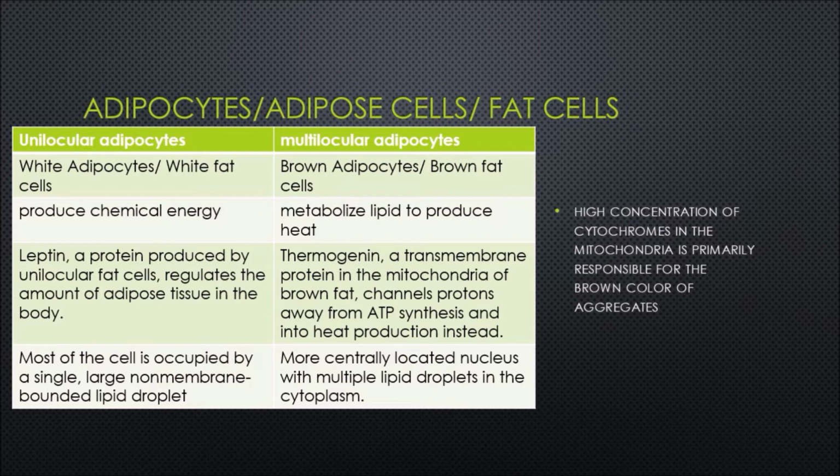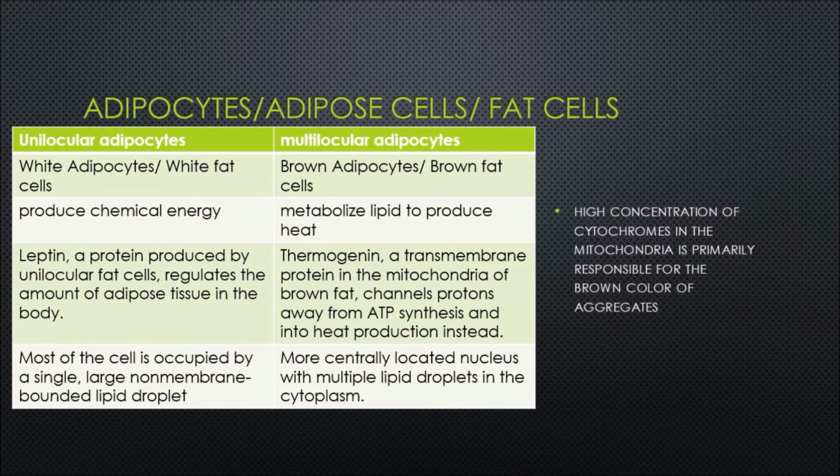Unilocular adipocytes are called white adipocytes or white fat cells, and they produce chemical energy and also leptin, which is a protein which regulates the amount of adipose tissue in the body. Most of the cell is occupied by a single large non-membrane bounded lipid droplet.